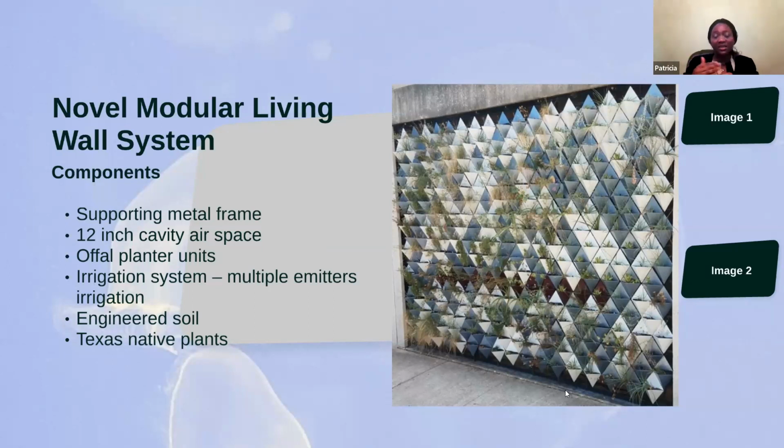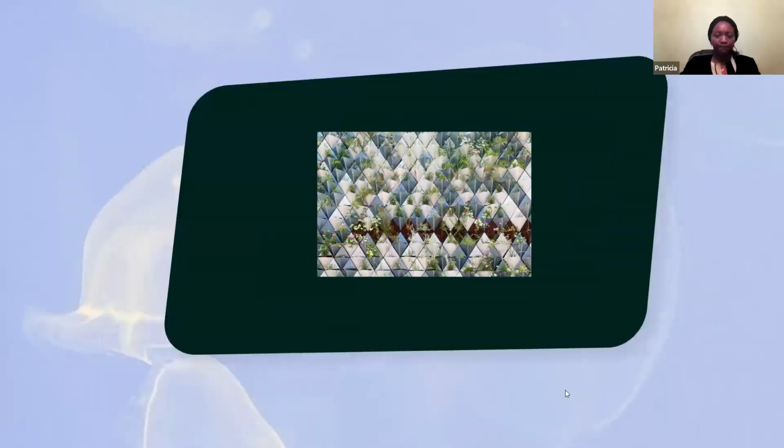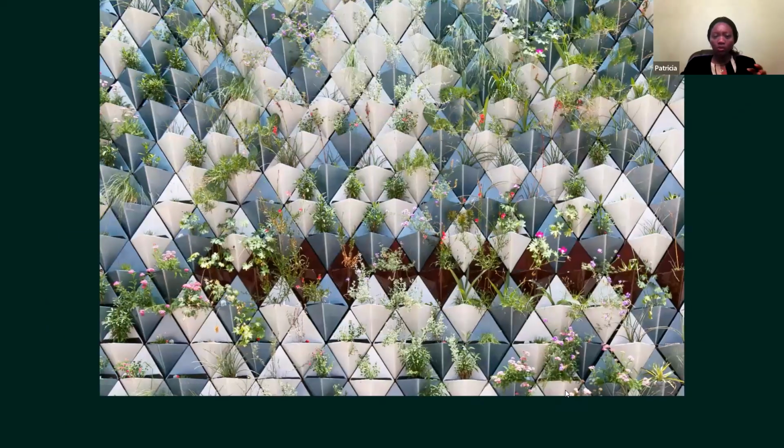There's a 12-inch cavity airspace between the living wall and the building wall. Behind it, we have a brick surface. Then we have the planter units, we have irrigation systems, and we have multiple emitters. Each planter here has its own drip system, which you can turn off and on. There's engineered soil, and everything in there is Texas native plants, so we're looking at locally sourced plants. So this is a picture of the wall.